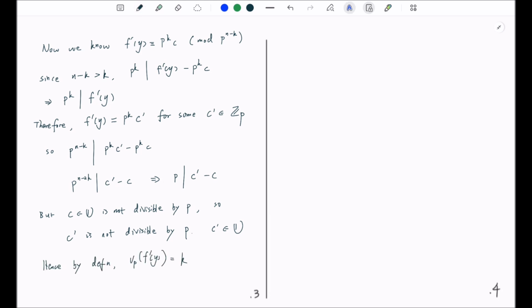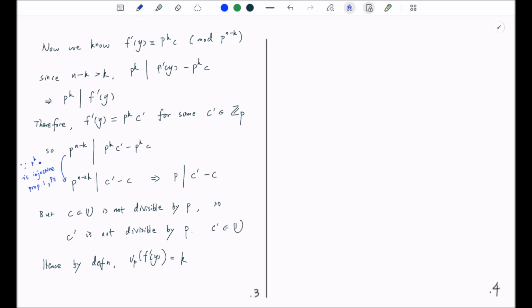In case some of you may not remember why we are allowed to cancel p to the power k from both sides, that is because multiplication by p to the power k is injective. And that injectivity follows from proposition 1 on page 11 of Serre's book. We already used this property several times in our proofs, but just in case you don't remember, this follows from proposition 1, page 11 of Serre's book.